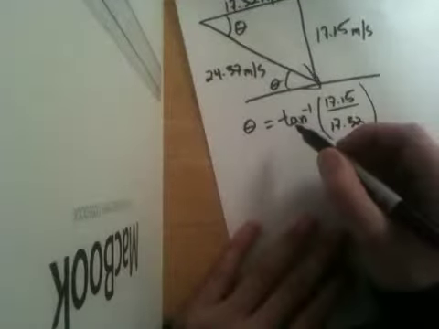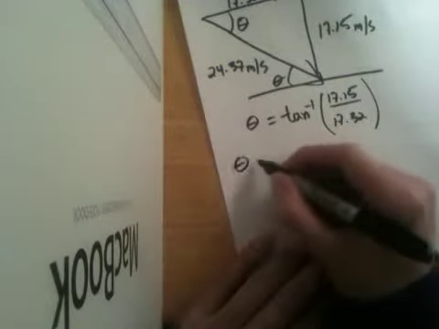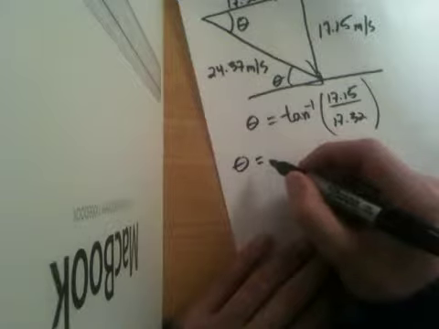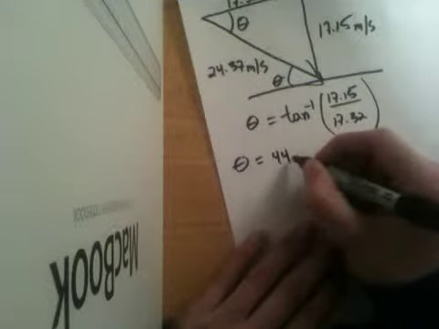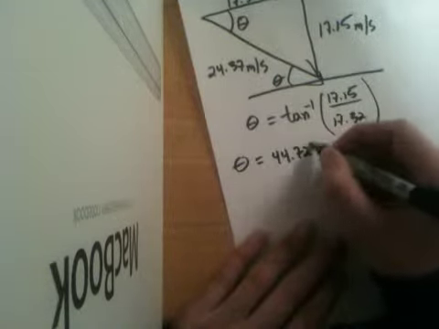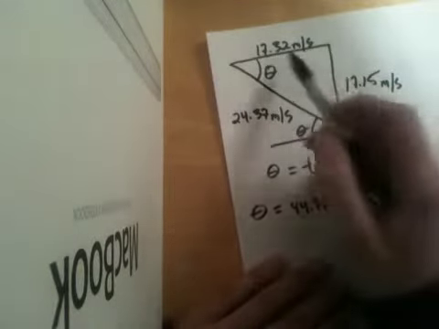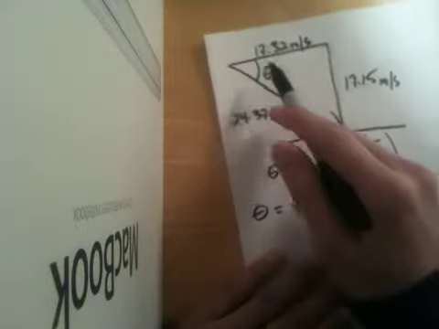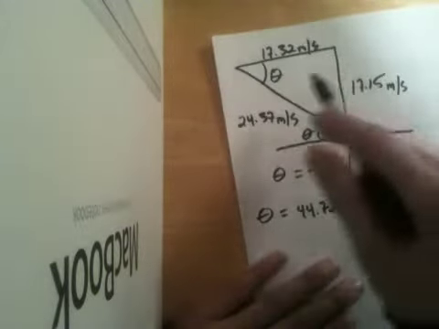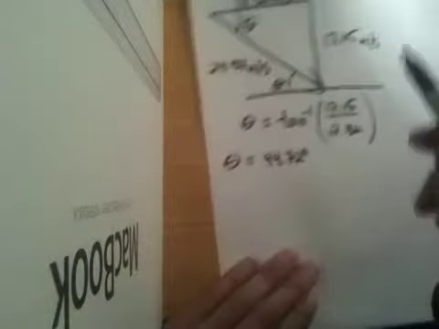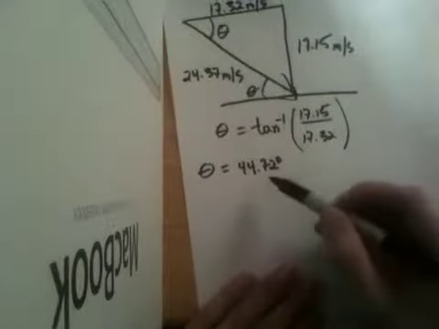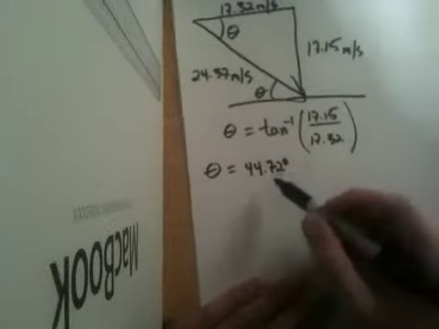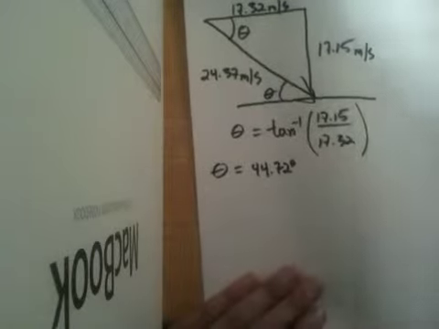So you can do this in your calculator, and you end up getting theta equals 44.72 degrees, which makes sense because the legs of the triangle are almost identically the same value. And if they were, this would be an angle of 45 degrees. If two legs of a triangle are the same length, then the angle becomes 45. Well, this one's slightly less, so it's slightly less than 45 degrees, 44.72.